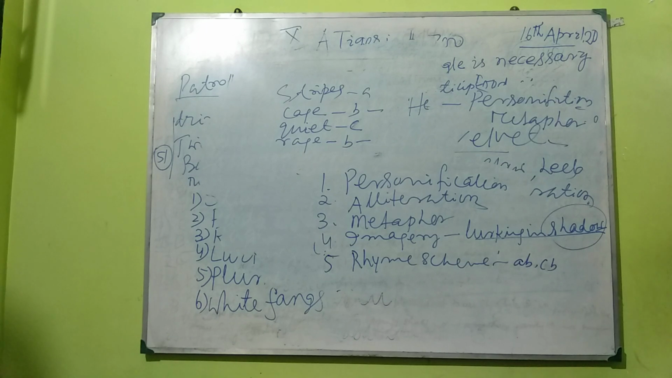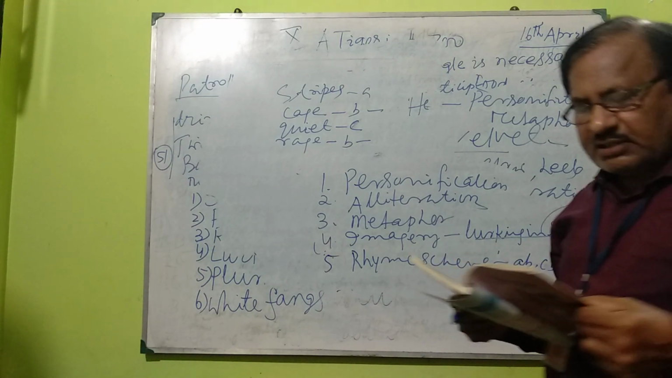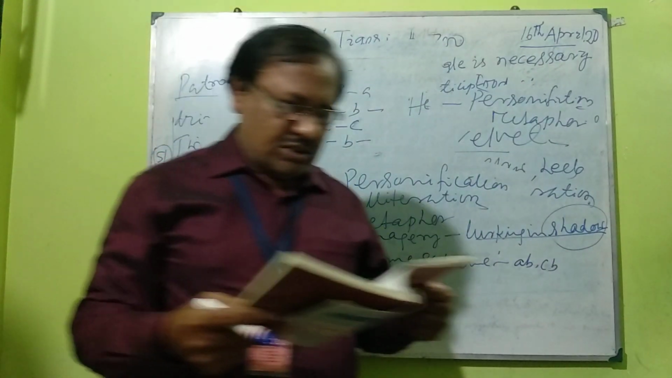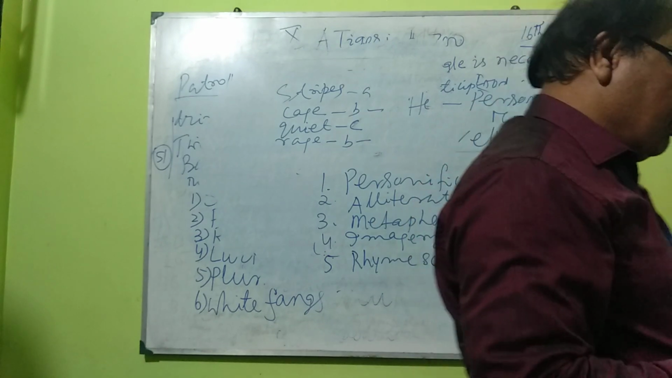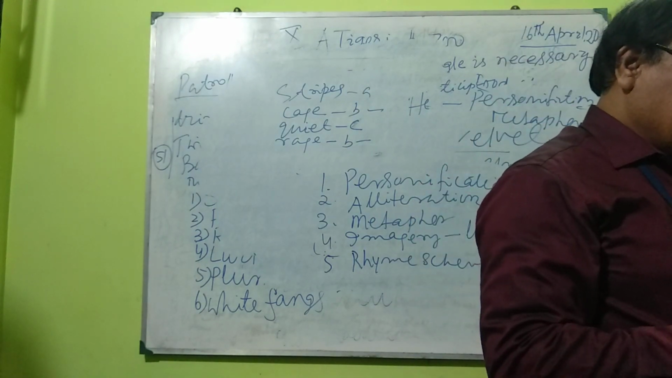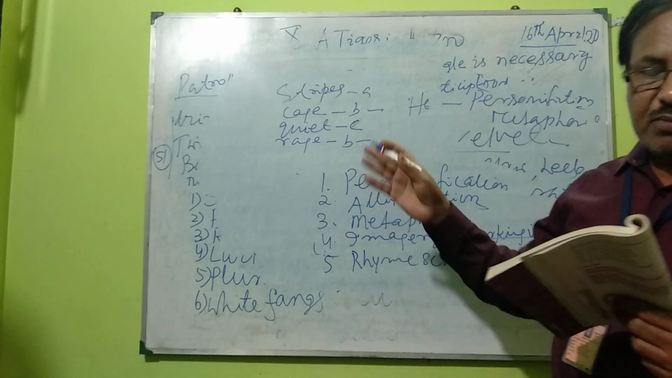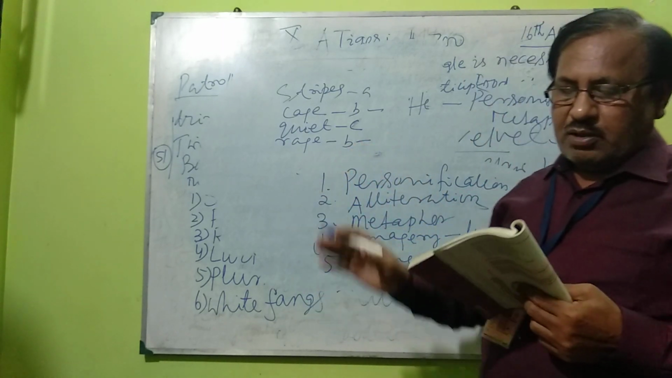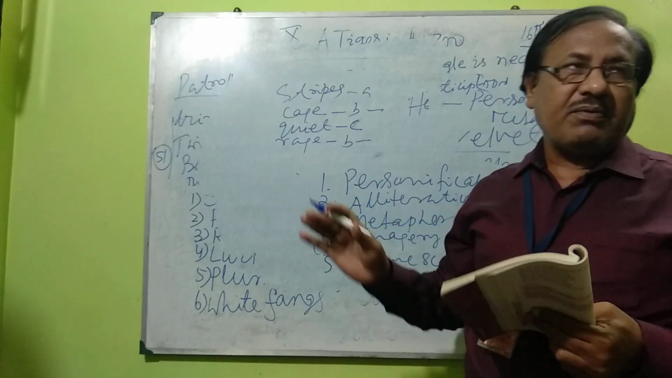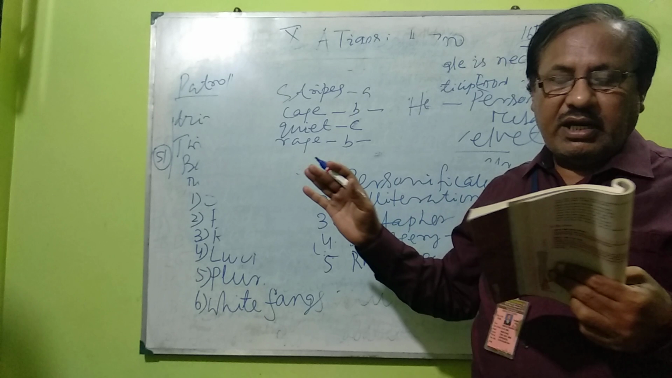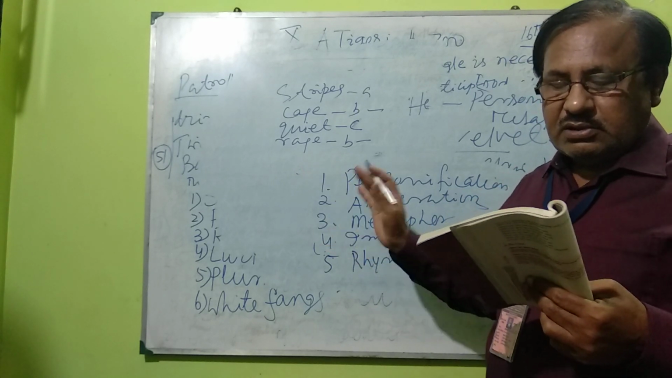So for homework, examination type questions are given. You have to attend all the questions. All the questions given in your exercise you have to attempt. Besides writing all this, give an example of personification, an example of metaphor, an example of imagery, an example of alliteration, and an example of the rhyme scheme.